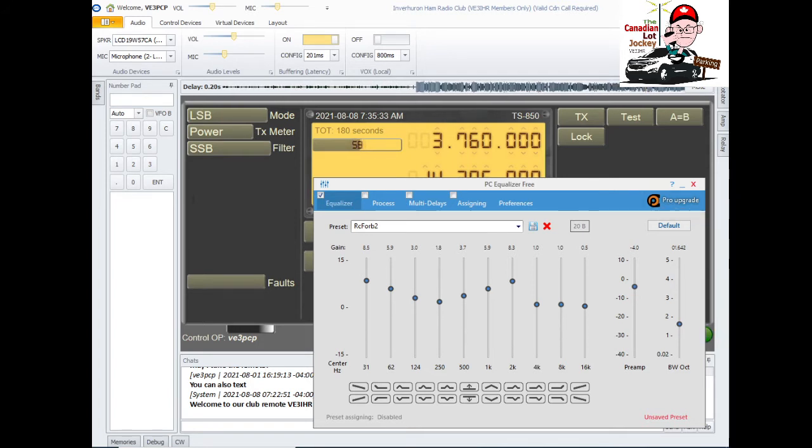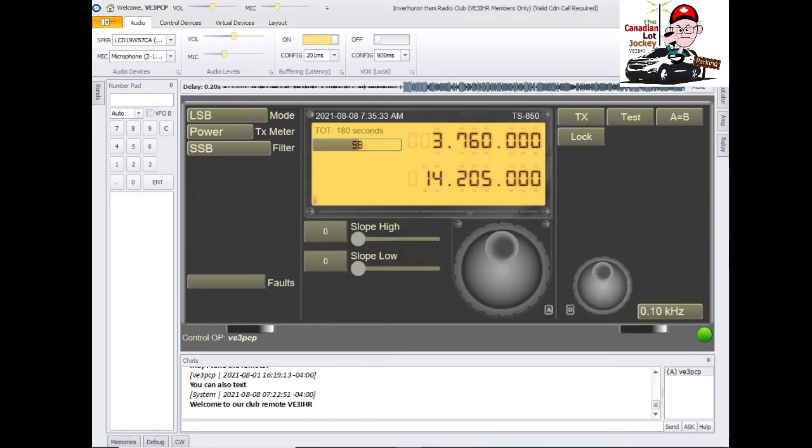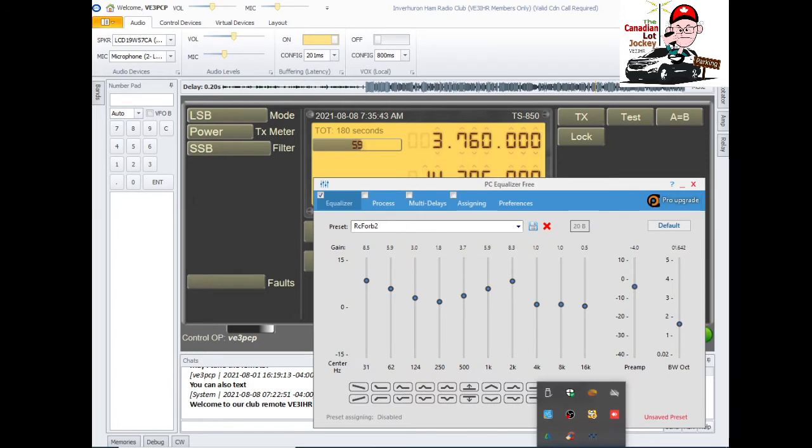So this is using your headset into the computer, and then through the internet, and then back to the rig again. Is that what the path is?